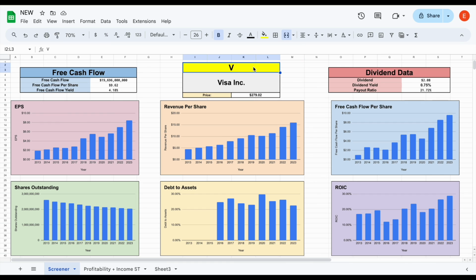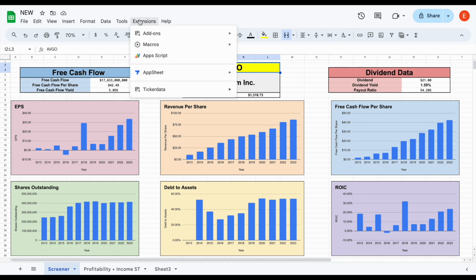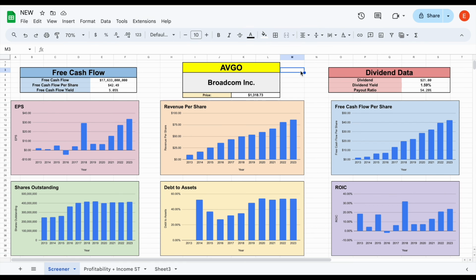So now that we've talked about these metrics, let's go ahead and test out this stock screener. Let's say we want to look at Broadcom. Let's plug in AVGO and hit enter. And like always, thanks to the Tickerdata add-on in Google Sheets, you can see all of this data is going to automatically load in. So we immediately have insights into the free cash flow metrics, the dividend data metrics, and all these other charts that we just touched on. So I'm really excited about this stock screener. I plan on adding it to the Tickerdata library so you can download it very soon.